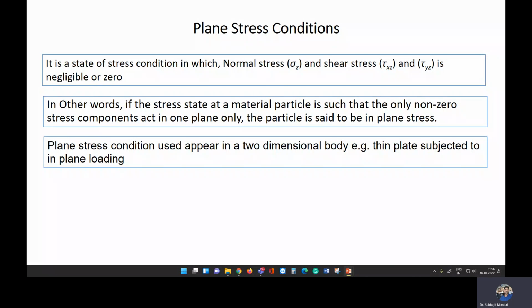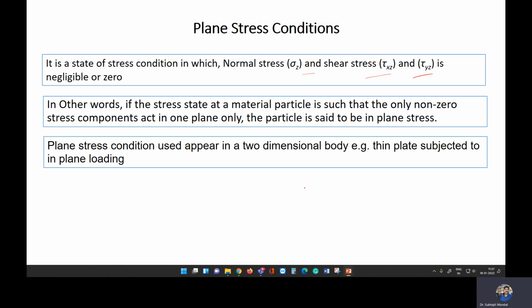Plane stress condition is the one condition in which stress components act in a plane. If stress is acting out of the plane, we assume that stress is zero. So it is a state of stress condition in which the normal stress acting along the out-of-plane direction, and the shear stress also acting out of plane, is zero.